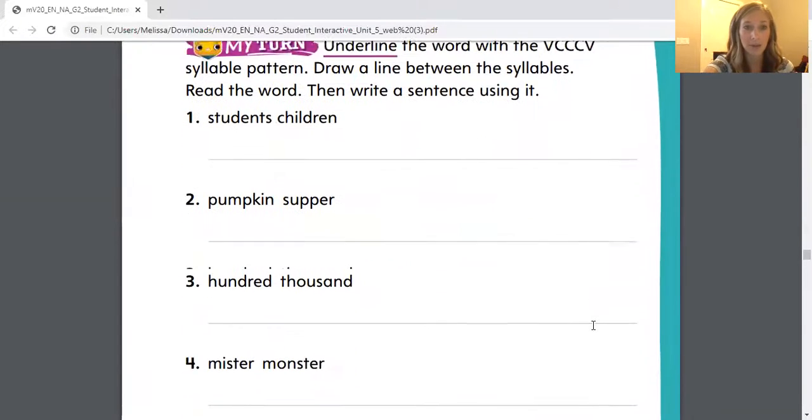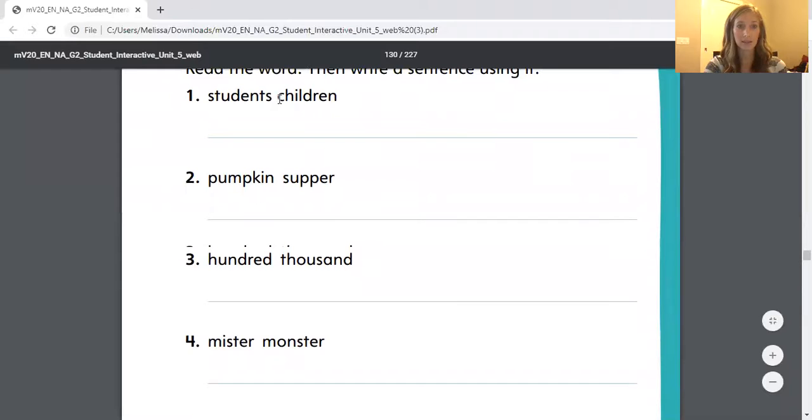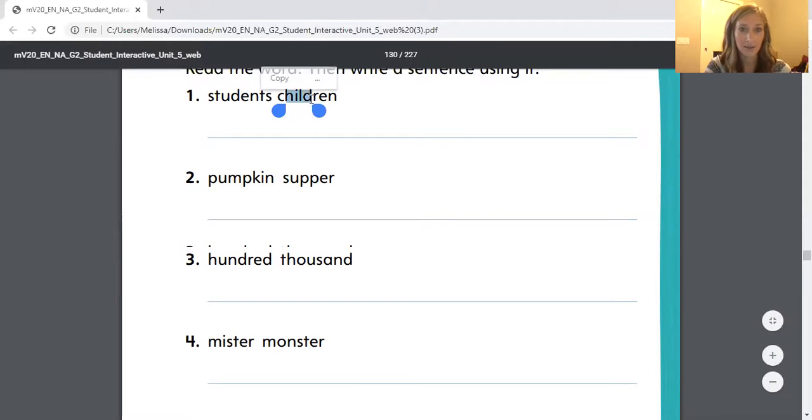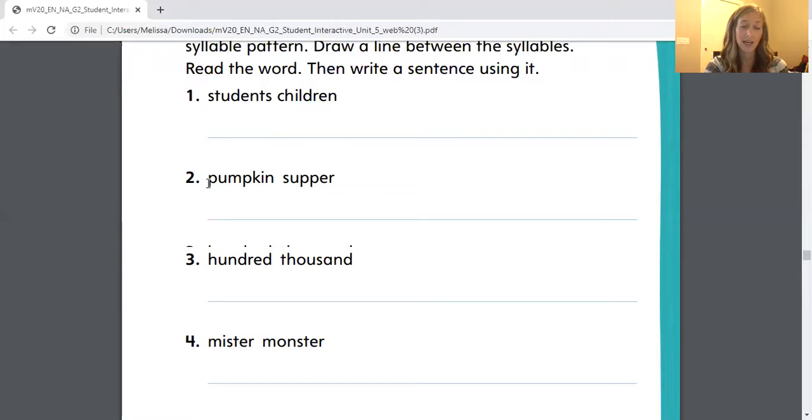So for example, number 1, we see students, children. So which word follows that pattern? That vowel, consonant, consonant, consonant, vowel. And so in children, see if I can get this correct. For some reason it's not letting me, but there we go. So in children, I have a vowel, the letter I, the vowel letter E, and 3 consonants, L, D, R, between those two vowels. So I need to underline the word children. Go ahead and underline the word children. On number 2, I have the word pumpkin, and I have the word supper.